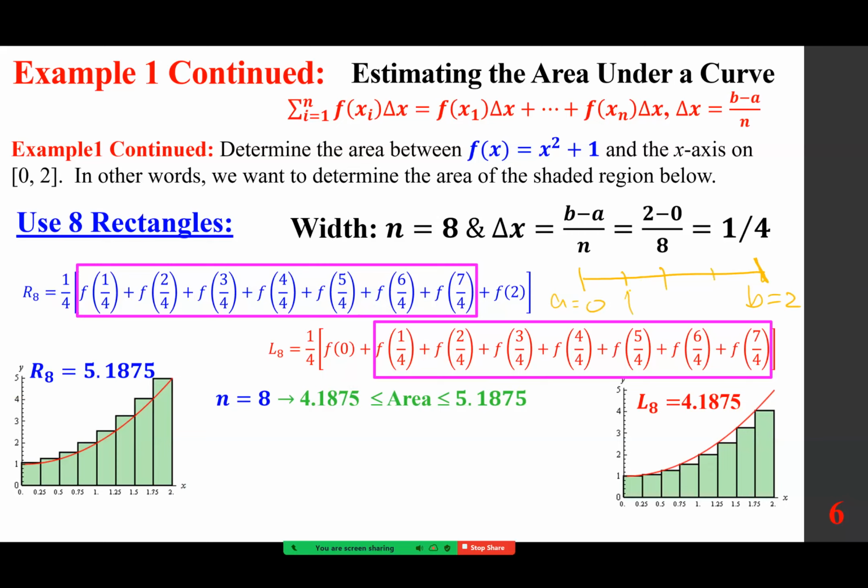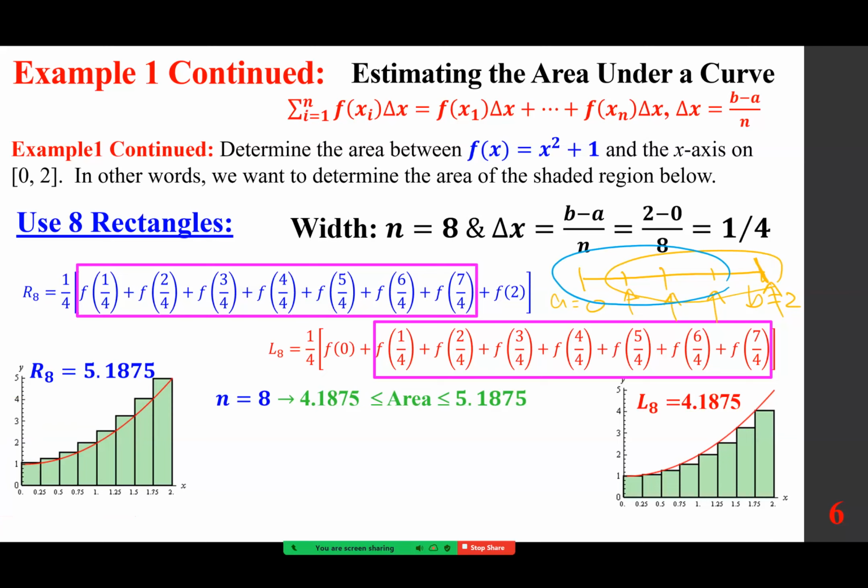So this would be, okay, all of these are used for the right endpoints. These are used for the right endpoints. So f of this point, this point, this point, this point. And for the left endpoints, those are the ones that are being used.